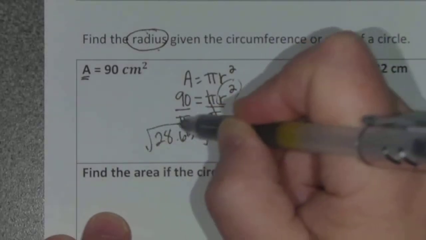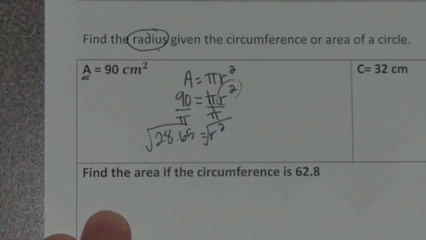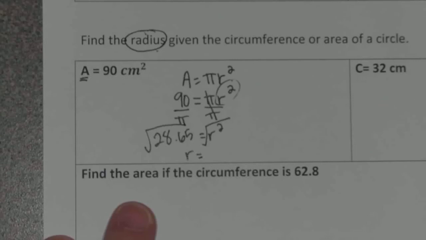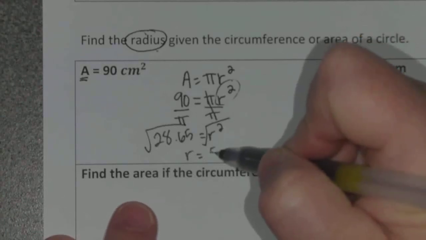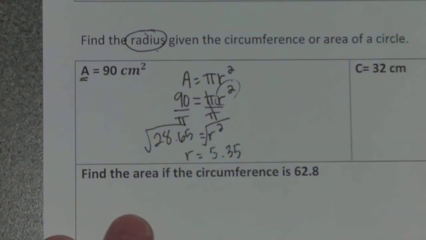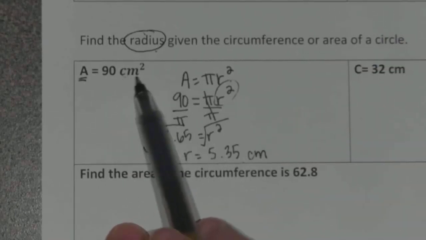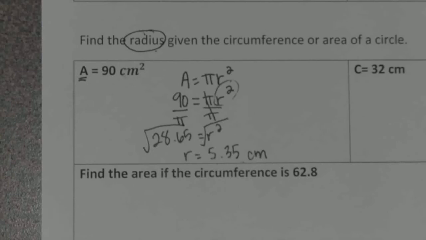How do I undo a square? I square root. So I'm going to square root that number, and my radius is going to be... I got 5.35. Is that close to what you got? And it's a length. The radius is the length, and my lengths are in centimeters, so I'm just going to be centimeters. Okay.